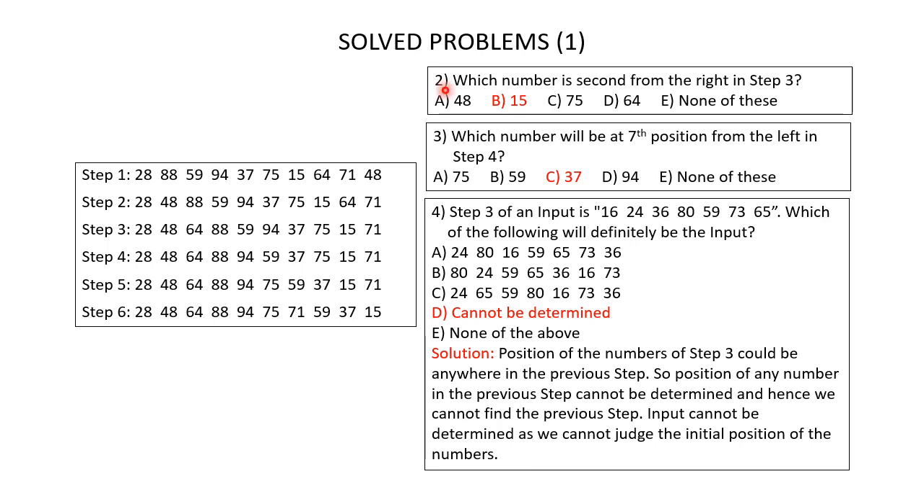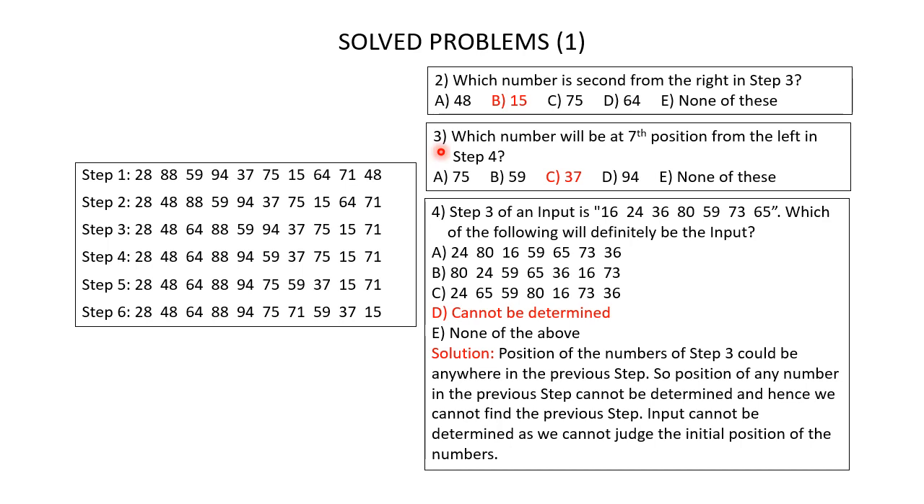Question number 2. Which number is second from the right in step 3? You are given 5 options and you have to find out which of these options is the correct one. So here you have to find the number which is second from the right in step 3. So you have step 3 here and clearly you can see that 15 is the number which is second from the right in step 3. So the correct answer is option B, 15.